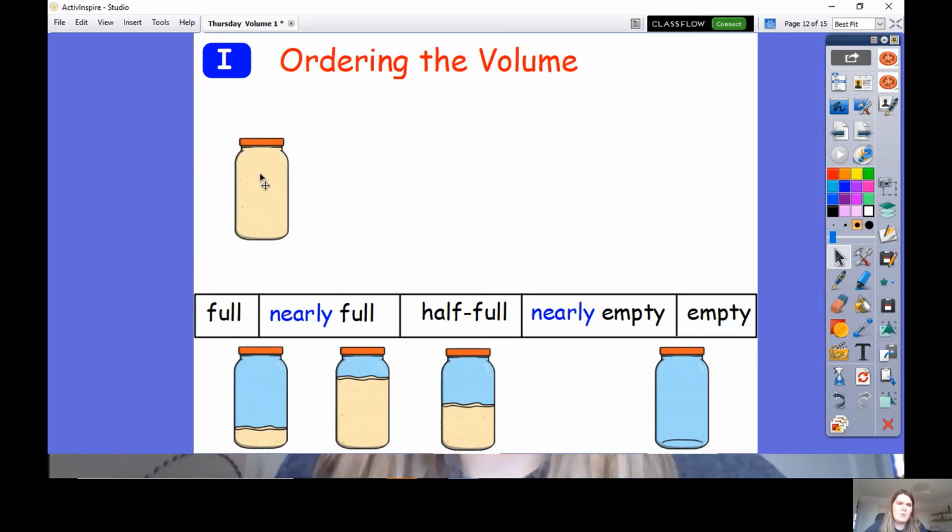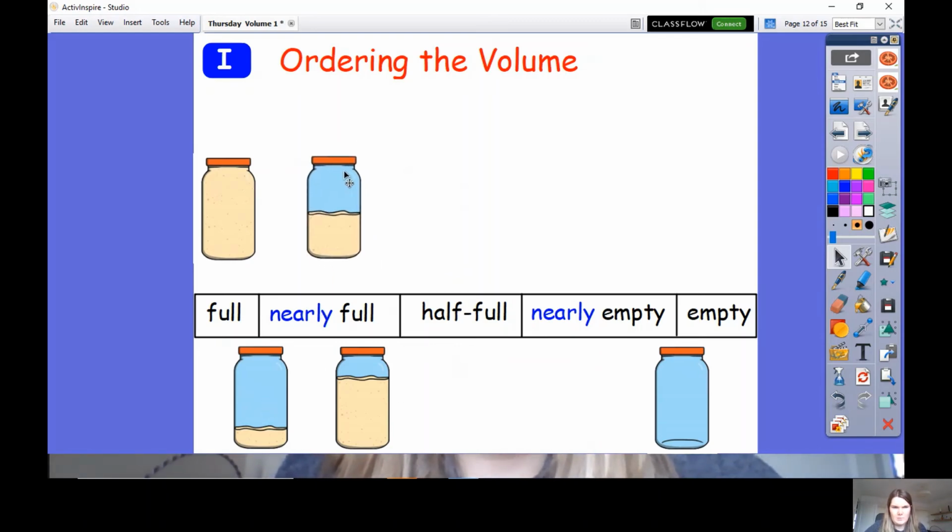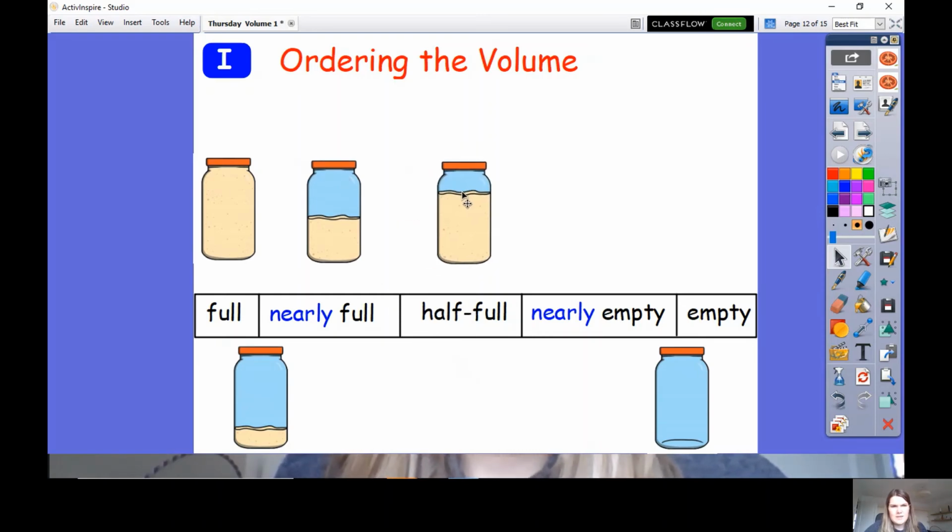Stop. Well done. That one is full. We can see that the container is completely full of sand. All right, we're looking for nearly full now. Here we go. Here's nearly full. Perfect. And then we've got half full.